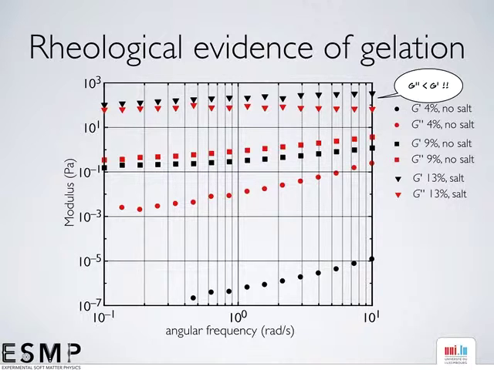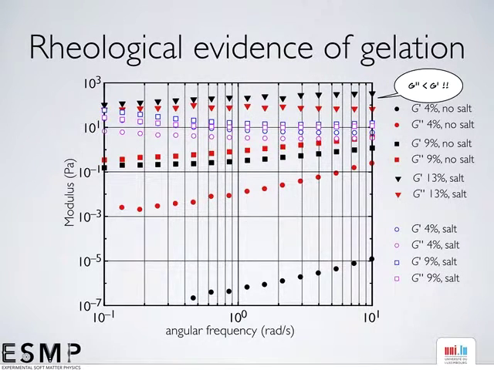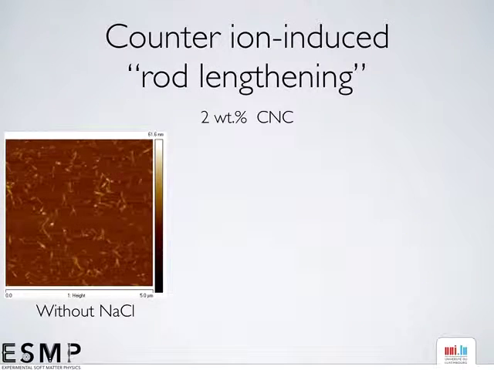And then, of course, an interesting question is what happens with salt. So we look at the 4% sample again, but now with salt up to gelation threshold, and indeed the G double prime is lower than G prime, and of course the same thing for 9%. So this all makes sense. So back to the question of, are the rods getting larger by counterion addition?